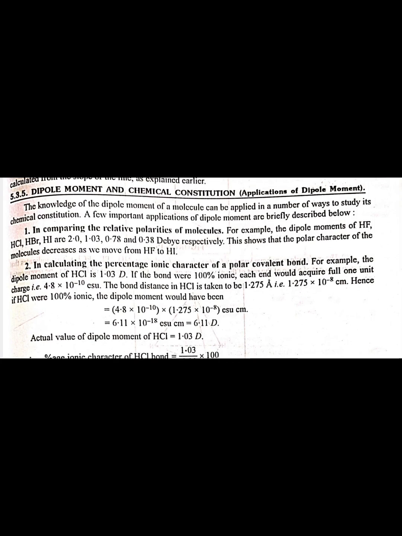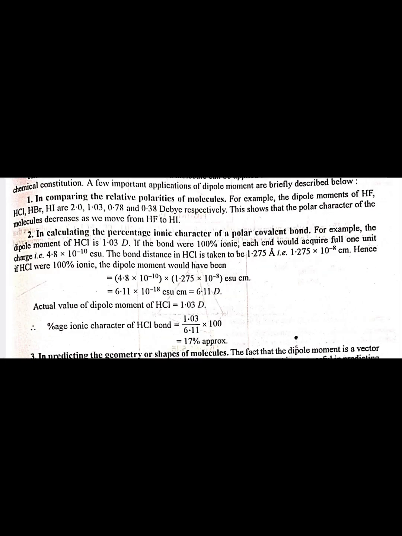Dipole moment and chemical constitution. Application of dipole moment. The knowledge of the dipole moment of a molecule can be applied in a number of ways to study its chemical constitution. A few important applications of dipole moment are briefly described below. Number 1, in comparing the relative polarities of molecules. For example, the dipole moments of HF, HCl, HBr, HI are 2.0, 1.03, 0.78 and 0.38 D respectively. This shows that the polar character of the molecules decreases as we move from HF to HI.